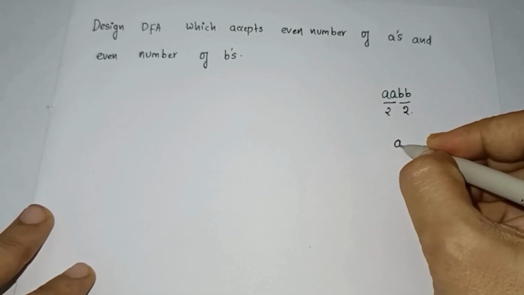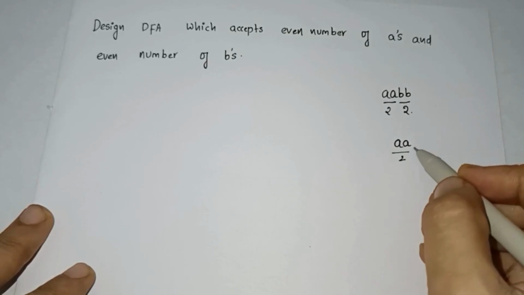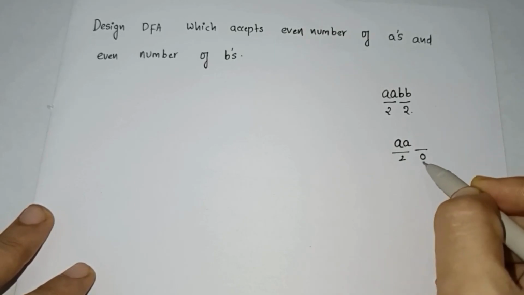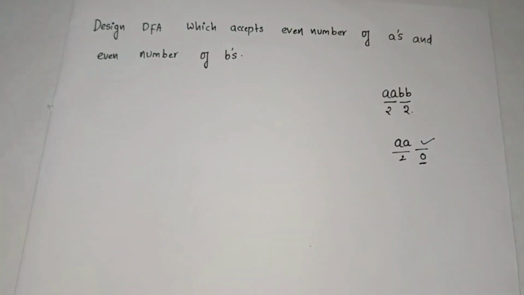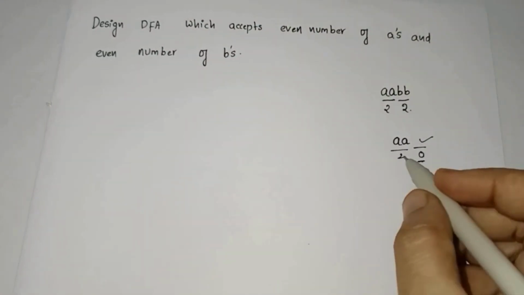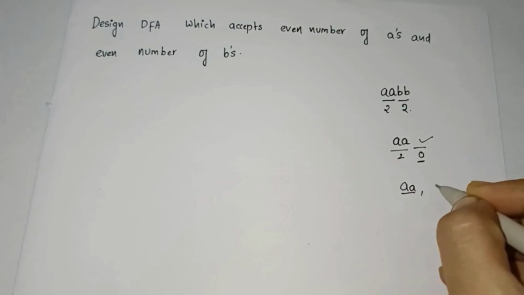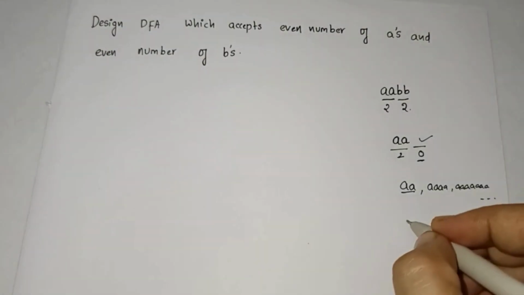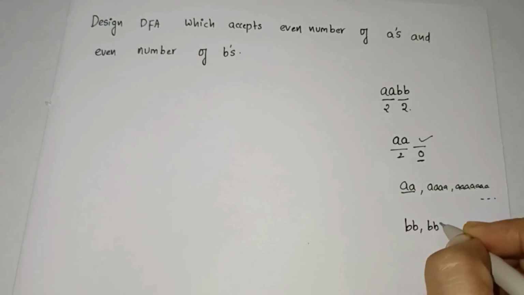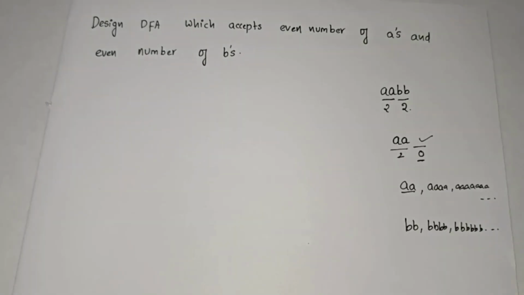We have an even number of A's, that is 2, and an even number of B's, that is 2. If I take a string with only A's, so A's are even and there are no B's, means B's are 0. 0 is also an even number. So hence this string should also be accepted. Means only even A's, that is 2, 4 A's, 6 A's, 8 A's, and so on will be accepted. Similarly, 2 B's, 4 B's, 6 B's can be accepted.